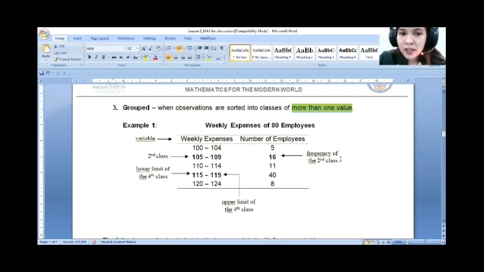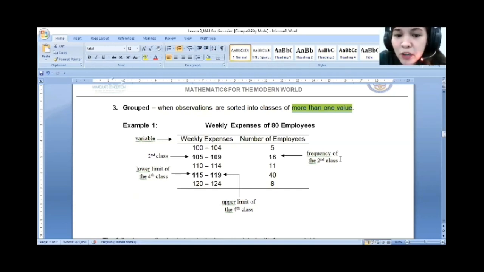Naka-given siya. The title of our table is Weekly Expenses of 80 Employees. Wherein the first column labeled as Weekly Expenses, Lingguhang Gastos, and then ang ating second column ay Number of Employees. Kung ilan ba yung empleyado na preferred or yun ang naggastos nila sa isang linggo. Nakatapat sa kaliwa. Okay?